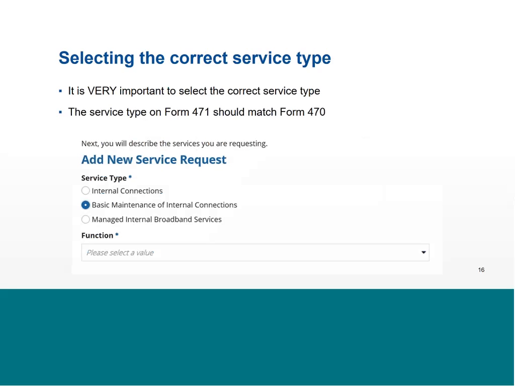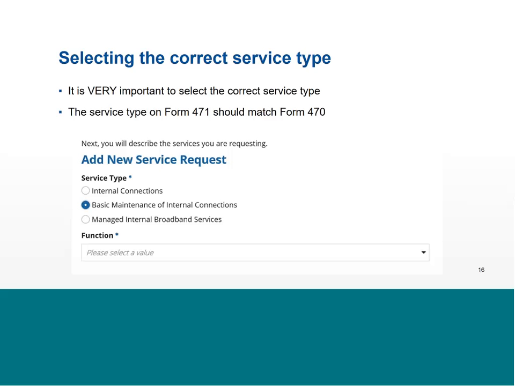The next thing is selecting the correct service type. Just like we talked about selecting the correct service type for Category 1, this is really, really important for Category 2, and I've seen libraries and schools mess this up in the last few funding years, and USAC has not really been very lenient with this. Once you get into the form and select Category 2, the service type options are internal connections, basic maintenance of internal connections, and managed internal broadband services. We'll talk about the differences between those in just a minute.